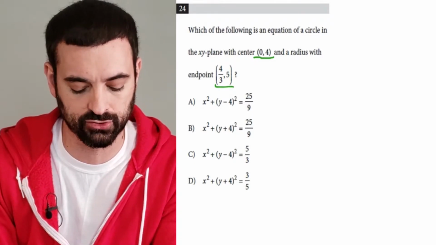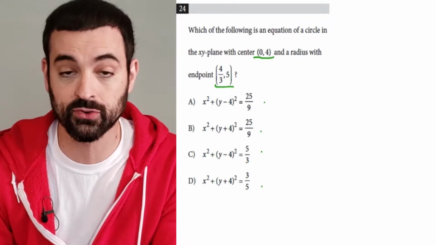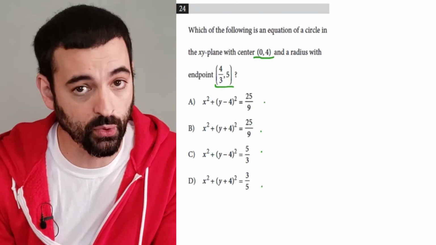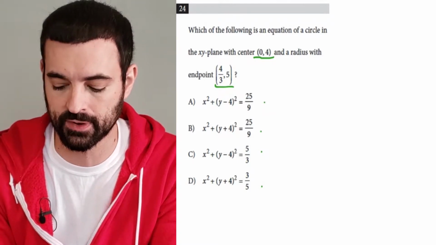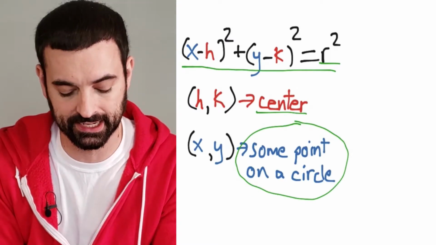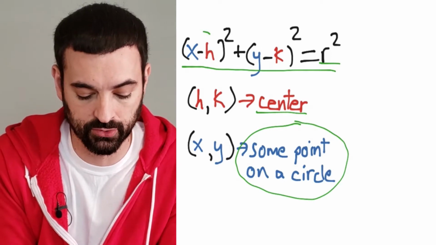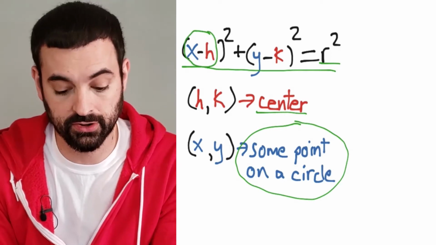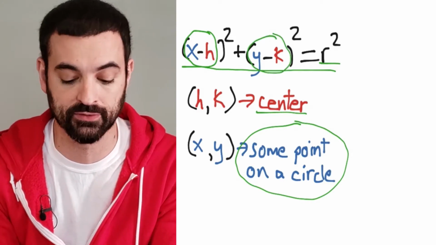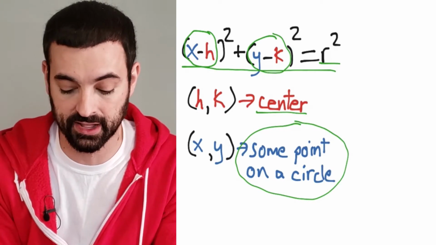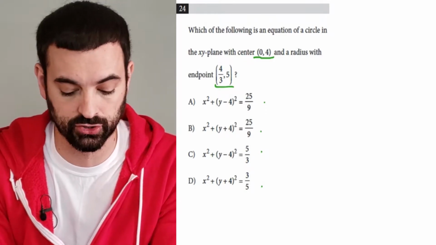So we don't know exactly how to put that into the equation. Here we have answer choice A, B, C, and D. And these are all theoretically in circle form. We just need to put the values that we have into that circle equation. So let's jump back. And here you see that it's the x value of the point minus the x value of the center squared, and the y value of the point minus the y value of the center squared, and those will add up to the radius squared. And let's just plug those values into our equation.